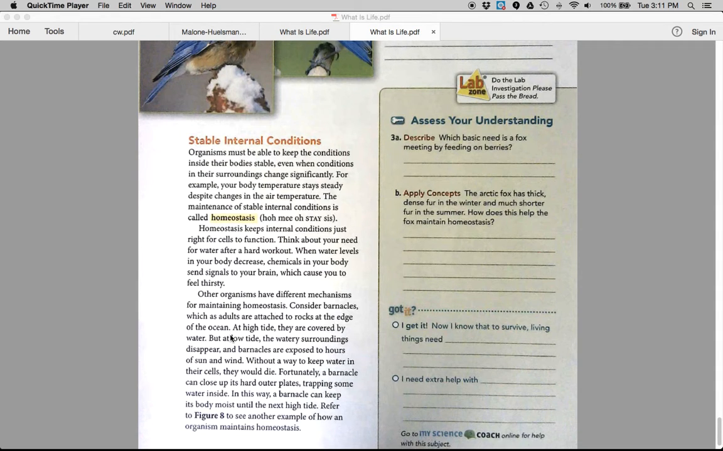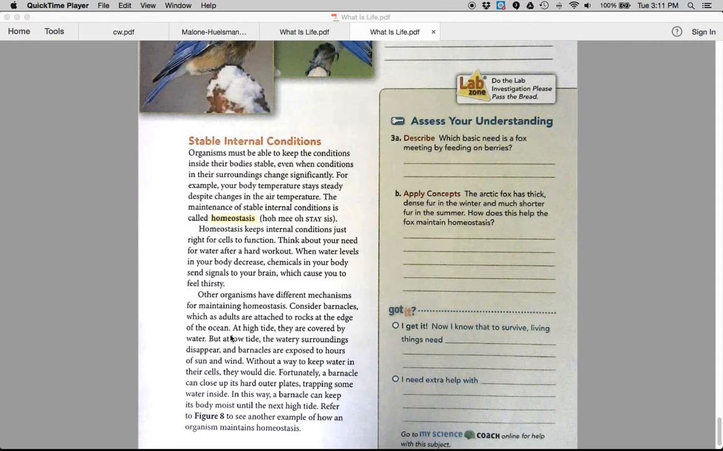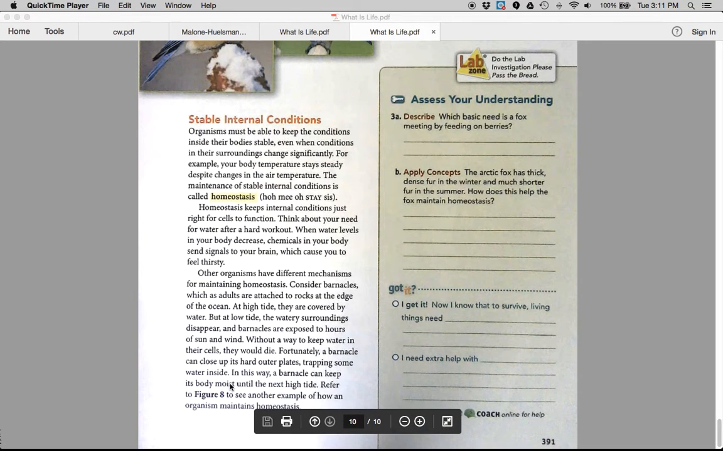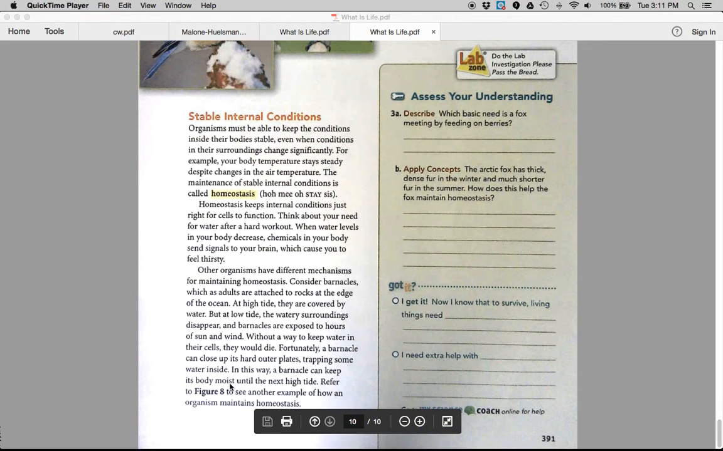Consider barnacles, which as adults are attached to rocks at the edge of the ocean. At high tide, they are covered by water, but at low tide, the watery surroundings disappear and the barnacles are exposed to hours of sun and wind. Without a way to keep water in their cells, they would die. Fortunately, a barnacle can close up its hard outer plates, trapping some water inside. In this way, a barnacle can keep its body moist until the next high tide.